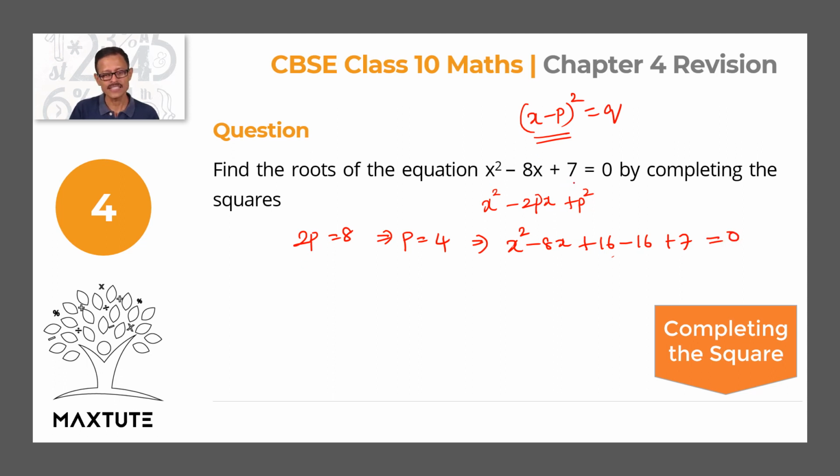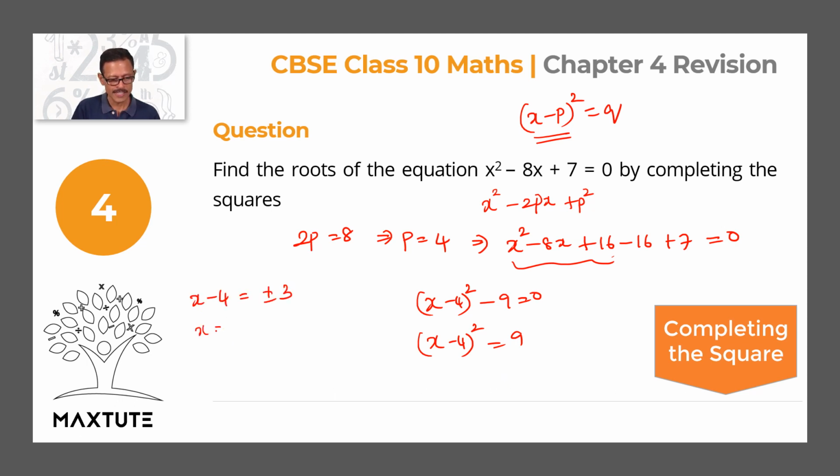So x square minus 8x plus 7 has been rewritten in this form. This is nothing but x minus 4 the whole square minus 16 plus 7, which is minus 9, equals 0. So x minus 4 the whole square is equal to 9. Take square root on both sides. So you'll get x minus 4 is equal to plus or minus 3, which means x is equal to 4 plus 3, which is a 7, or x is equal to 4 minus 3, which is equal to 1. The roots are 1 and 7.